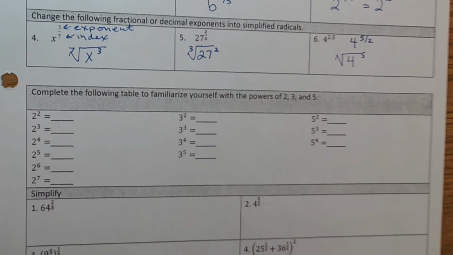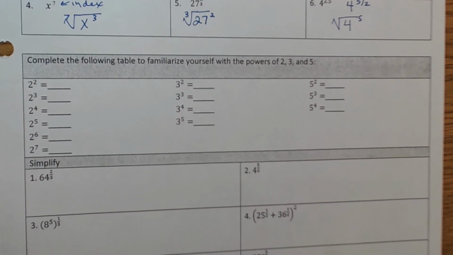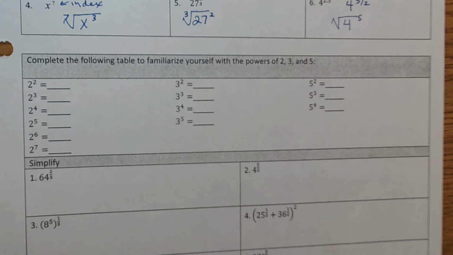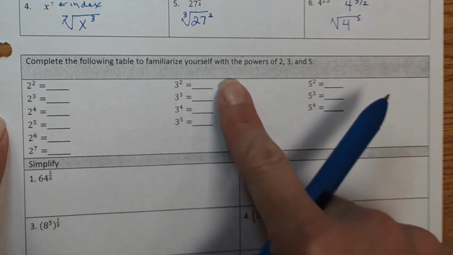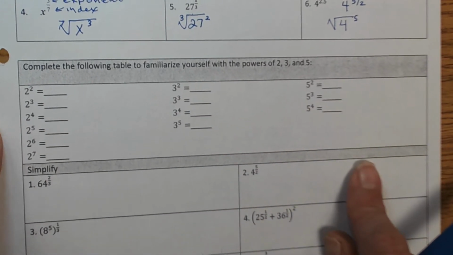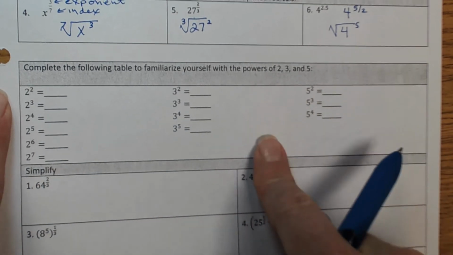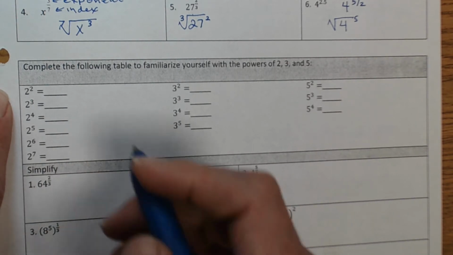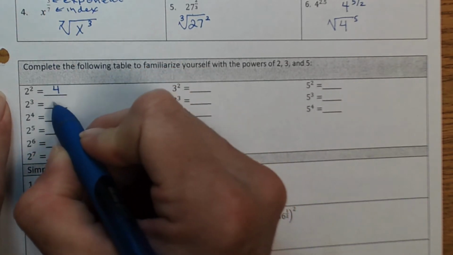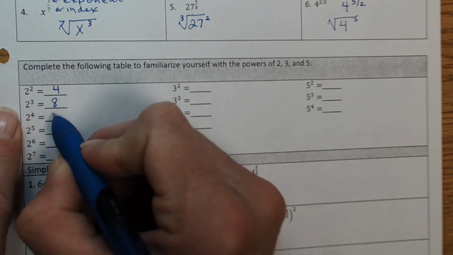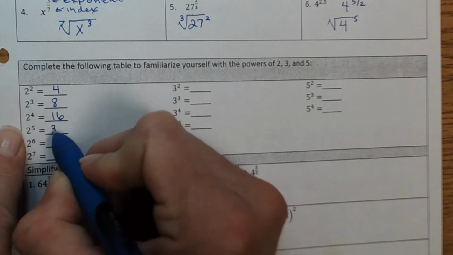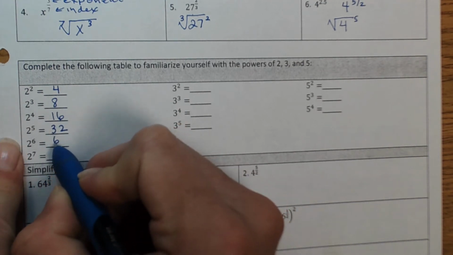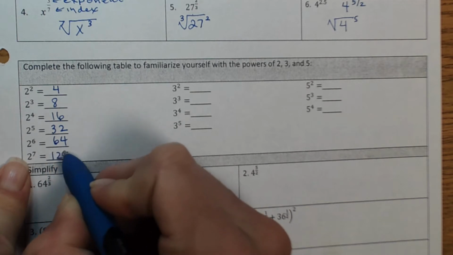Okay, now here's how we're going to use these things. One of the things we are going to do is simplify expressions, or simplify these bases and exponents using their powers. So the first thing that we want to talk about is what our powers of 2, 3, and 5 are. The reason we don't use 4 is because 4s can all be reduced down to powers of 2. Okay, so 2 squared is 4, 2 to the third is 8, 2 to the fourth is 16, 2 to the fifth is 32, 2 to the sixth is 64, 2 to the seventh is 128.